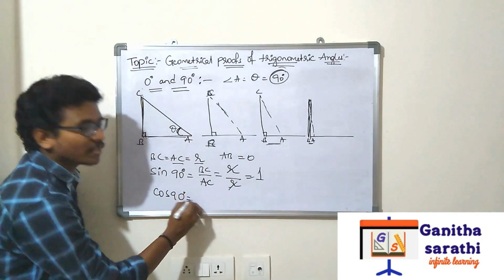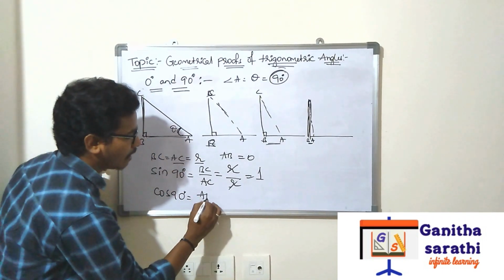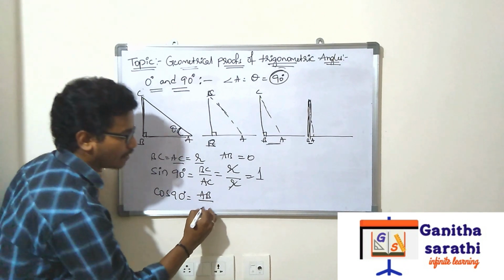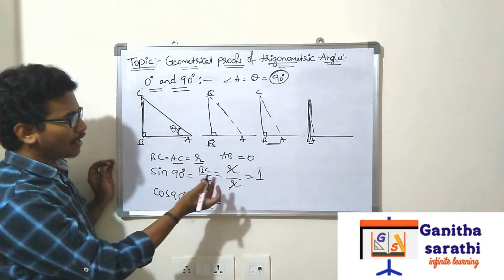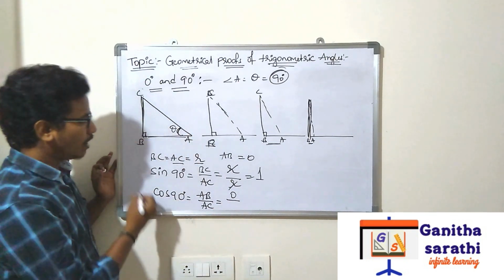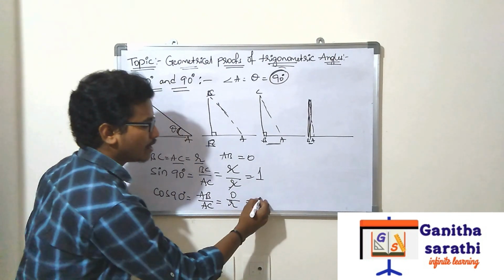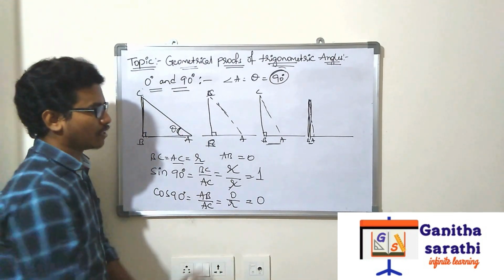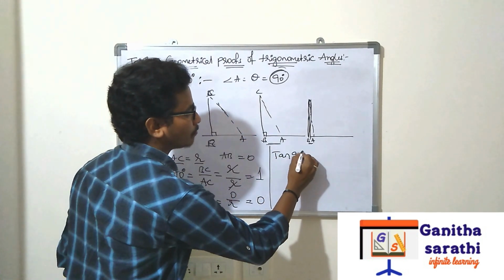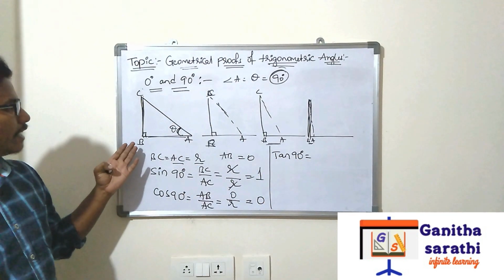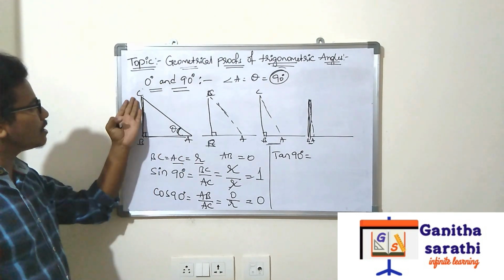Next, see cos 90 degrees. The cos value is adjacent side by hypotenuse. What is the adjacent side? AB by AC. Now, what is the AB value? 0. And what is AC? R. So cos 90 will be 0 by R, which means 0 only. Next, tan 90. What is the tan value? Tan 90 is opposite side by adjacent side. What is the opposite side?